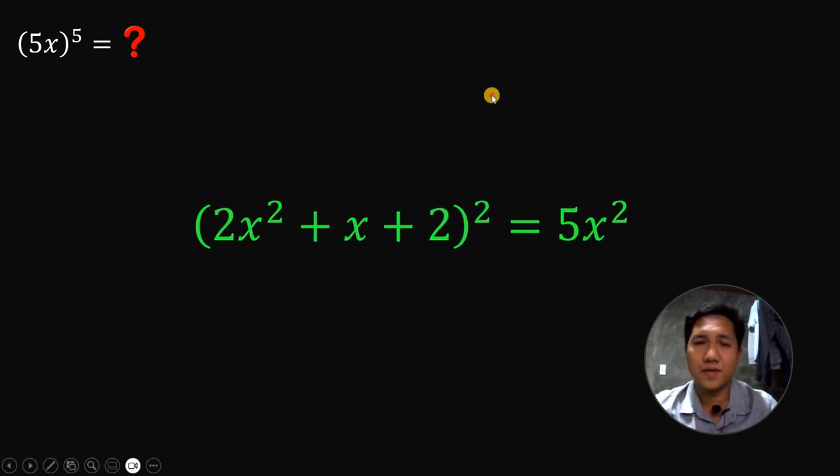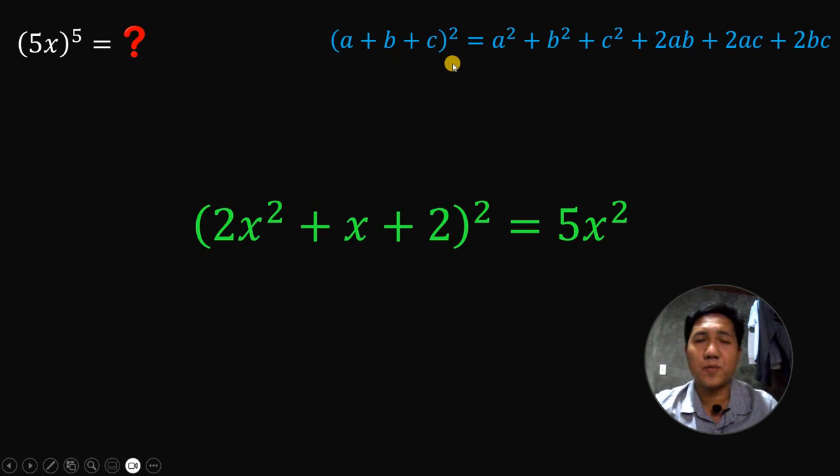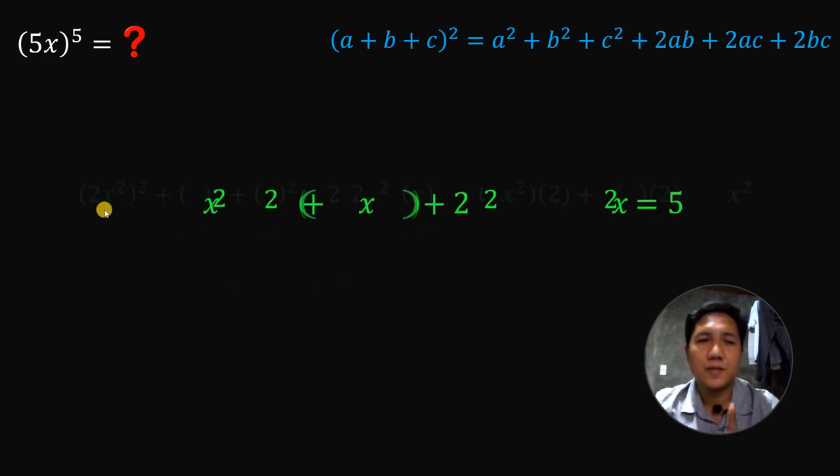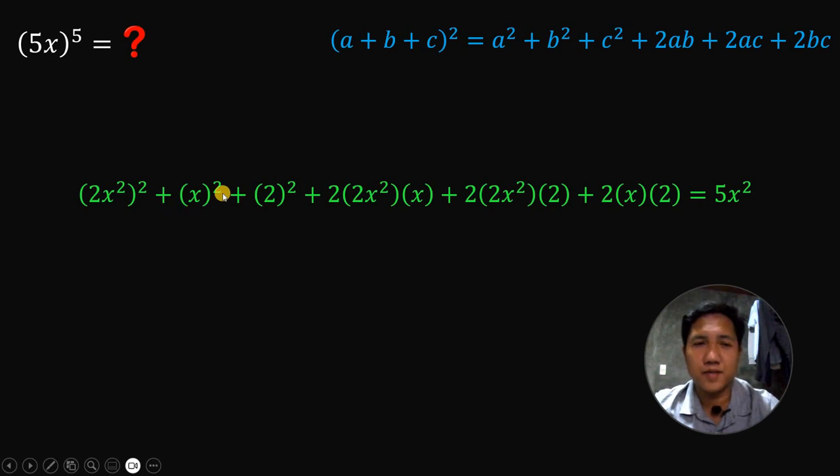Now on the left side of our equation, we can use this identity: if we have a plus b plus c raised to 2, it is equivalent to a squared plus b squared plus c squared plus 2ab plus 2ac plus 2bc. So in this case, a represents 2x squared, b represents x, and c represents 2. Therefore, if we expand the left-hand side, this will give us 2x squared quantity squared plus x quantity squared plus 2 quantity squared plus 2 times 2x squared times x plus 2 times 2x squared times 2 plus 2 times x times 2 equals 5x squared.